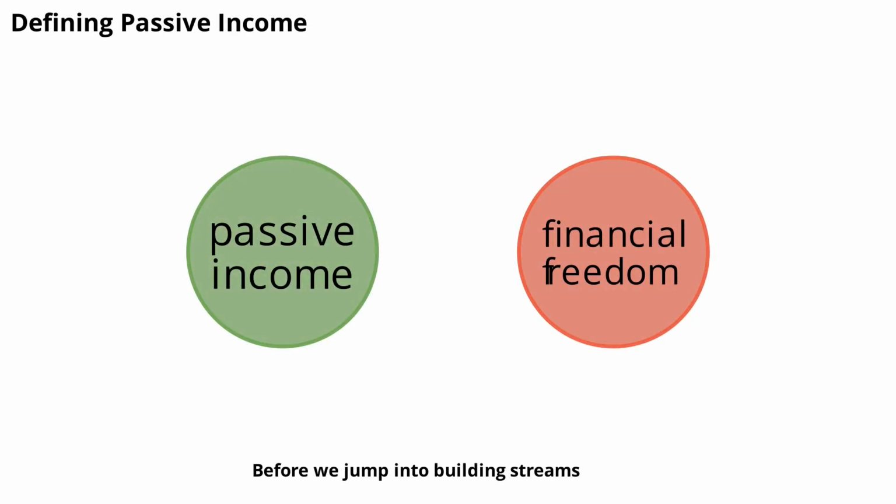Let's get started. Before we jump into building streams, let's clarify what passive income really means. It's income that requires little to no daily effort to maintain. Think of rental income, dividends, or royalties. But it's not magic. Most passive income streams need upfront work, investment, or both. The key is to create systems or assets that continue to generate money over time. Understanding this distinction helps set realistic expectations and keeps you motivated as you build your own streams. Remember, passive doesn't mean effortless, but it does mean scalable and sustainable over time.